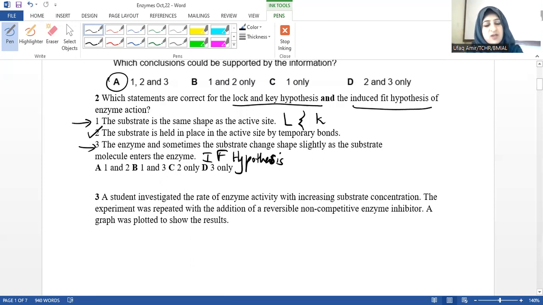Yes, the substrate fits into the active site by making temporary bonds. So 2 is the correct option. Which one says 2? C.